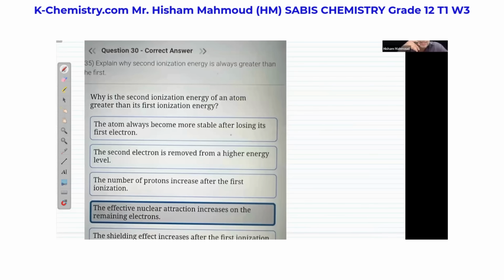The next question: why is the second ionization energy of an atom greater than its first ionization energy? Because if you want to remove the first electron, usually you're removing an electron from what? This is a neutral atom, right? If you want to remove an electron from a neutral atom or from a positive ion, which is easier? Of course, removing an electron from a neutral atom is much easier.